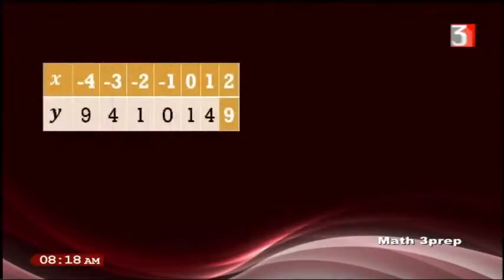First of all, the values of x start from negative 4 up to 2. What are the equivalent values? When x is negative 4, y equals 9. When x is negative 3, y equals 4. When x equals negative 2, y is 1. When x is negative 1, y equals 0. When x equals 0, y equals 1. When x equals 1, y equals 4. And finally, when x equals 2, y equals 9.